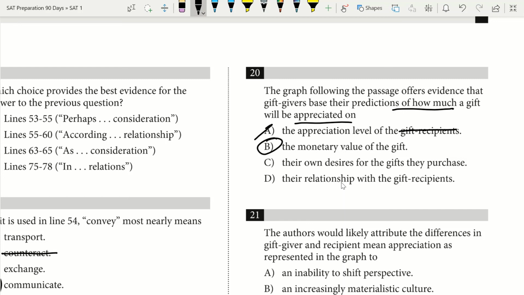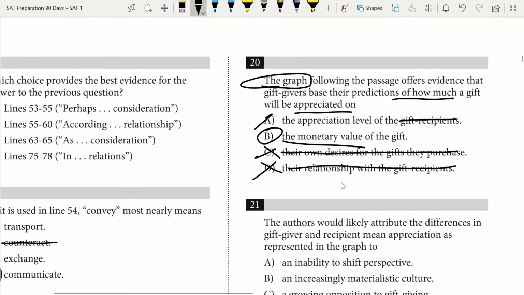We can't predict how much a gift will be appreciated based on our own desire for the gifts. We never say that in the graph. That can't be supported by the graph. We're talking about the graph here. And the relationship with the gift recipients, that's not what the graph showed. The graph only showed monetary value.